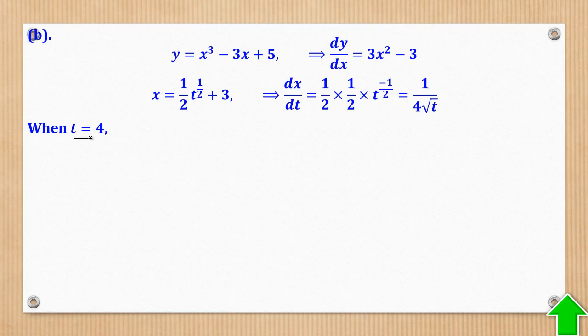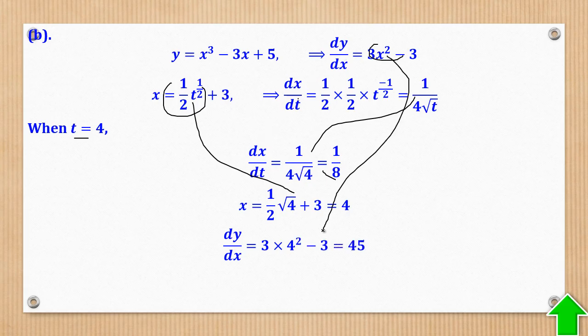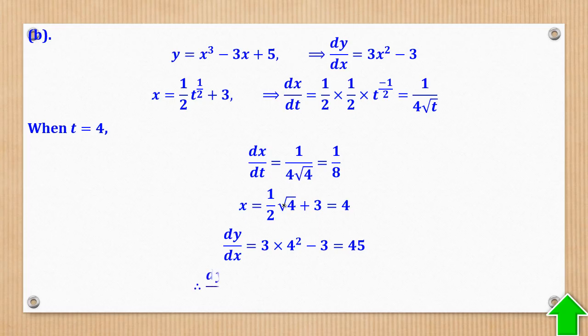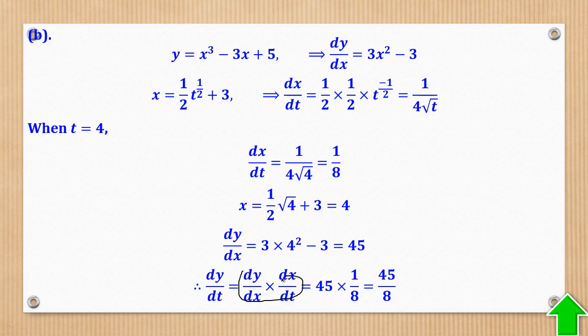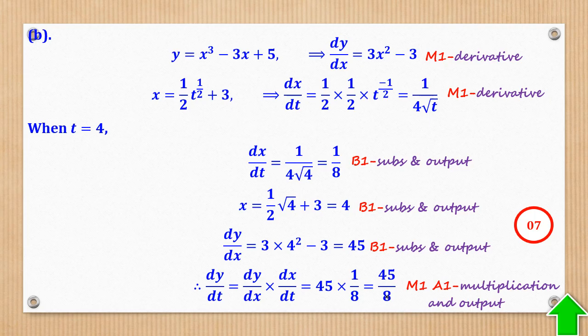So when t is equal to 4, dy/dx, we substitute for here, you come up with 1 over 8. And x, substitute here to come up with 4. And also dy/dx, substitute here to come up with this. But the question was dy/dt, so I'll use the chain rule. dy/dt is equal to dy/dx times dx/dt. Substitute for dy/dx and dx/dt to give you the required answer. And that's what they wanted.